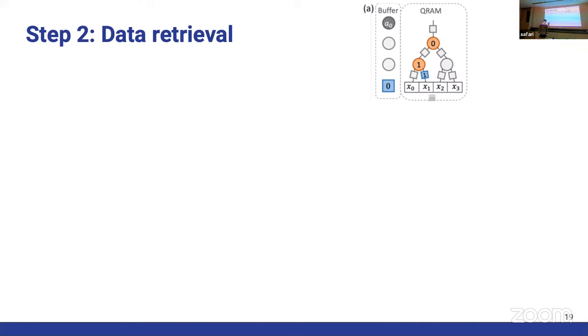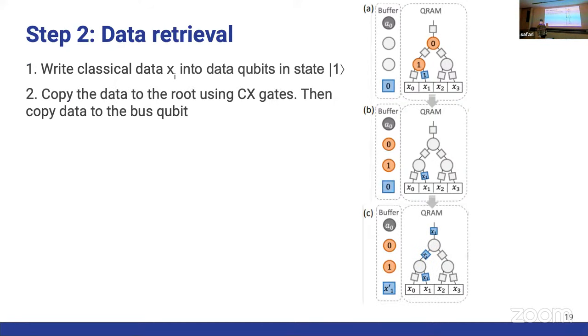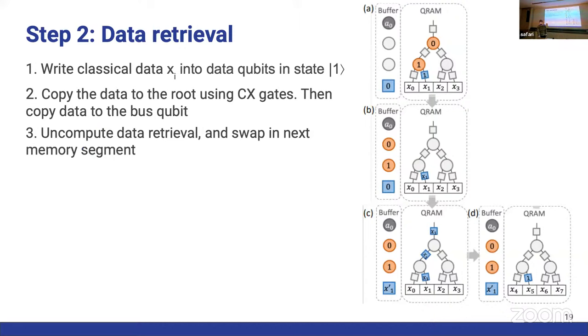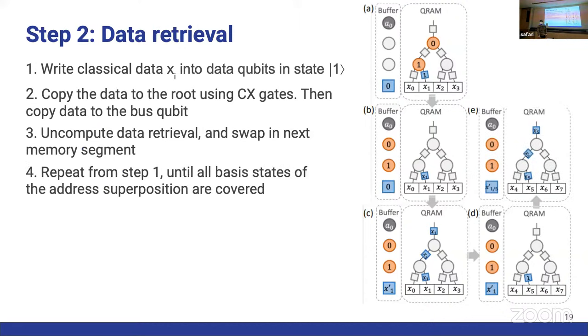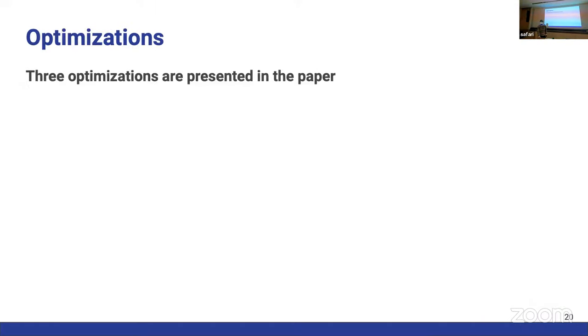The second stage is data retrieval. On the top left, we can still see the state after the previous stage has been completed. First, we write classical data into the qubits at state 1. After that, we copy the data to the root using CX gates and then copy data to the bus qubit. We uncompute the data retrieval and swap in the next memory segment and repeat these steps until we've iterated over every possible superposition such that the QRAM can output the result. In the end, we uncompute the data retrieval.